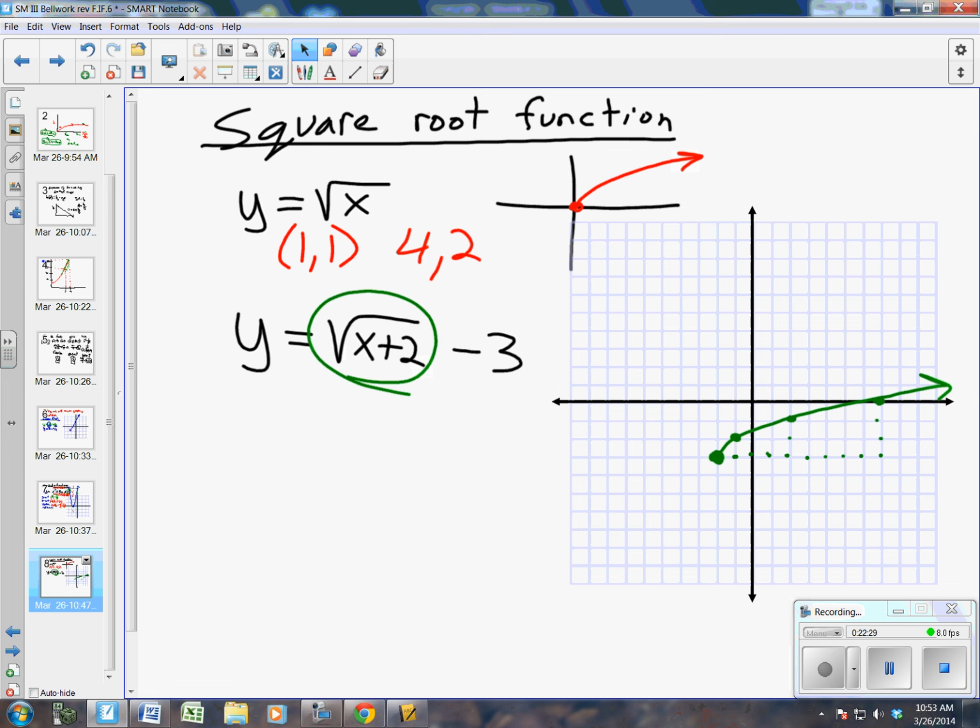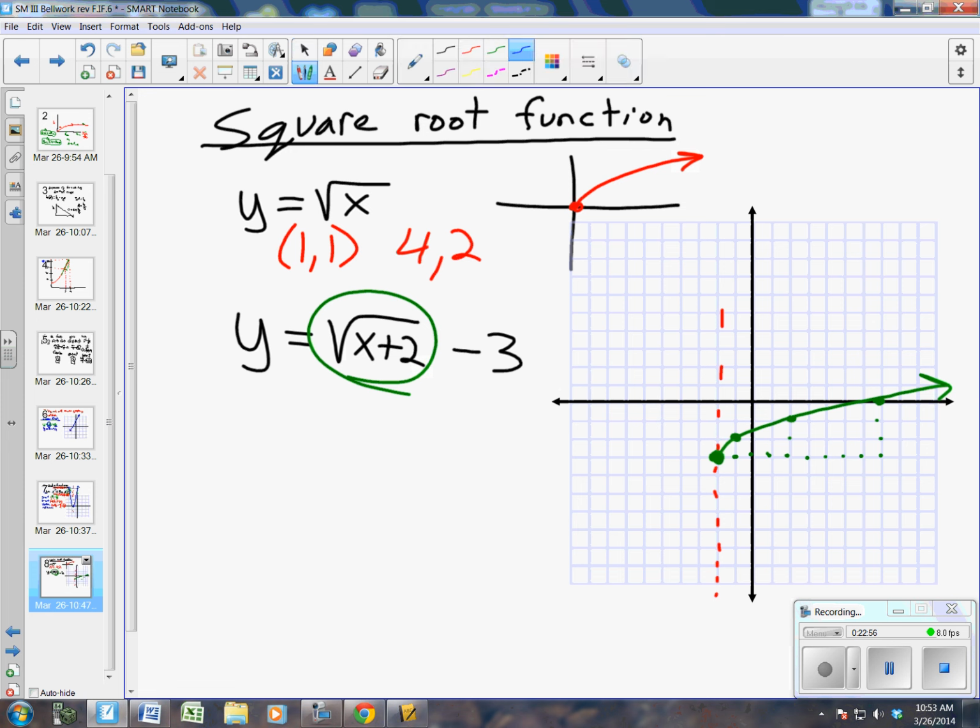By the way, what's the domain of this function? What is the domain of this function? What numbers can you put in? x is greater than or equal to what? Yeah, because this function only exists to the right of -2.